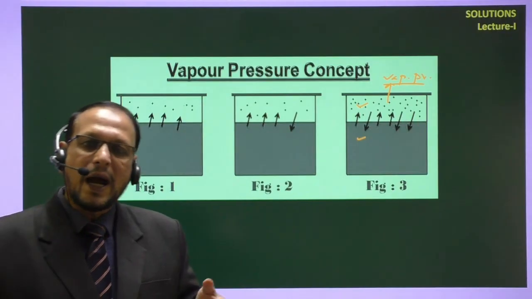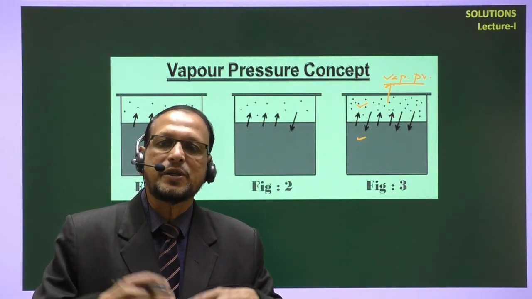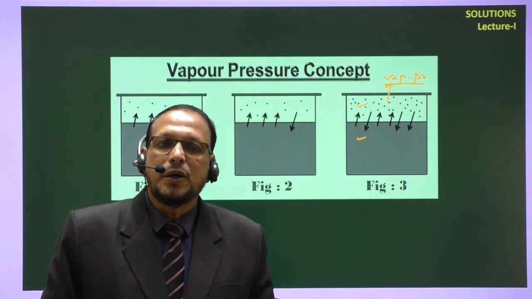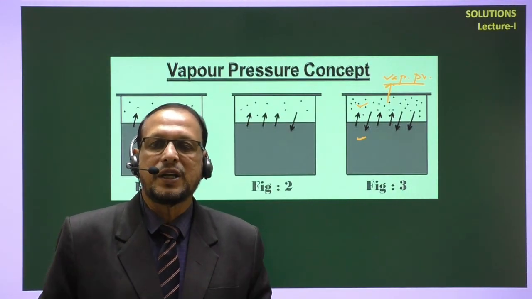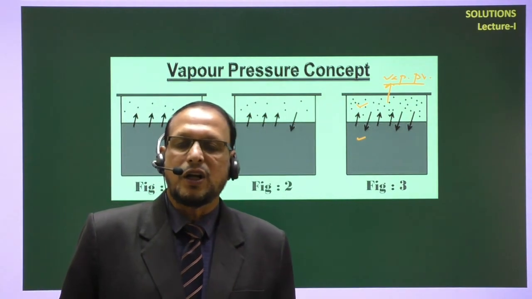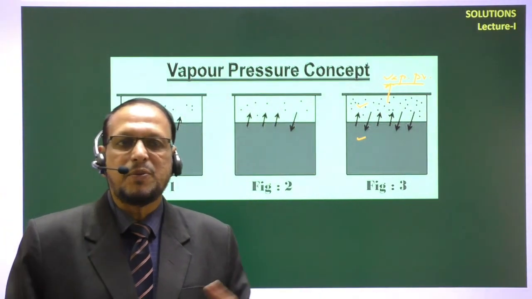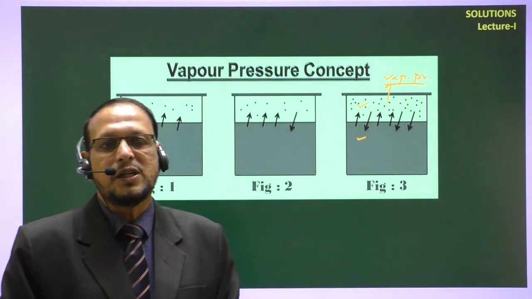When you add a non-volatile solute to the solvent, the vapor pressure decreases, the boiling point increases and the freezing point decreases. How the boiling point increases and how the freezing point decreases, we'll discuss later on. So those are colligative properties. The different types of colligative properties are elevation of boiling point, depression of freezing point, and osmotic pressure. We'll discuss later on.